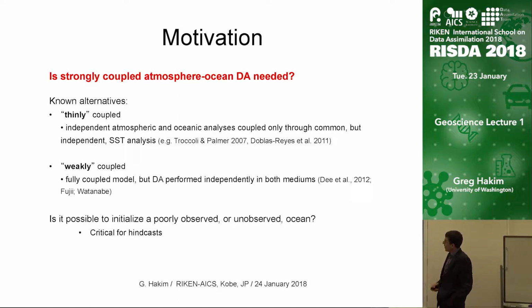So, you know, the very first question is, is coupled data assimilation needed? There are some known alternatives, what some people call thinly coupled, where we do independent analyses. So if you're an ocean data assimilation person, maybe you'll do your ocean data assimilation. The atmospheric person will do the atmospheric one, and they share a common boundary condition, such as the sea surface temperature. Then there's what some people will call weakly coupled, where you run a fully coupled model, but then the data assimilation is performed independently in each medium, in the ocean and the atmosphere. And then in the stronger versions, we really want to use information from one side of the medium to update the other side of the medium. And in practice, it's really, can we use this atmospheric information to constrain the ocean in places that we didn't observe?